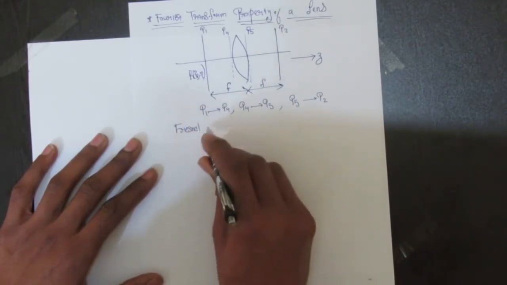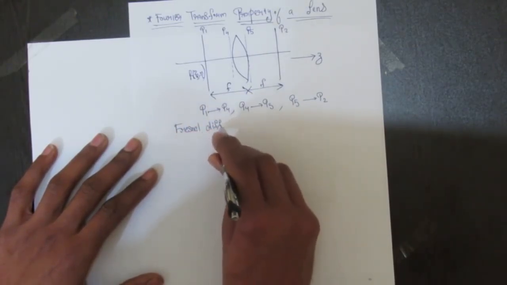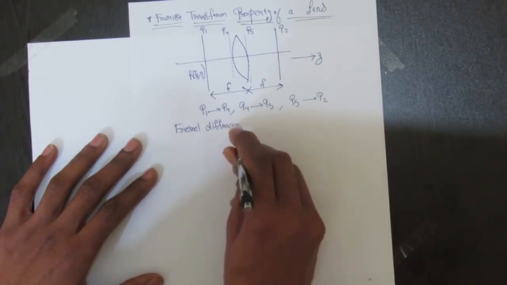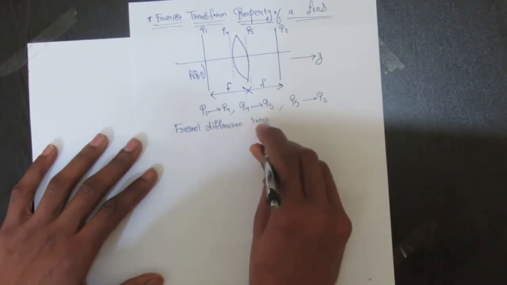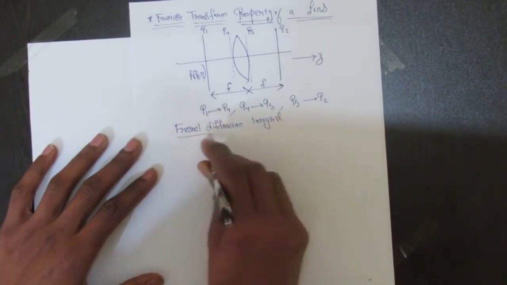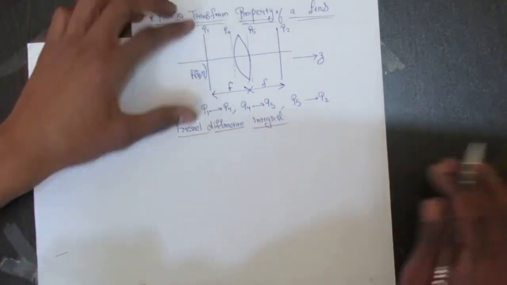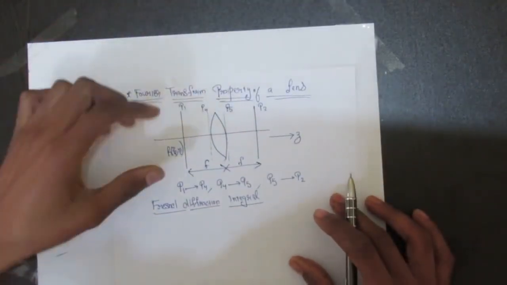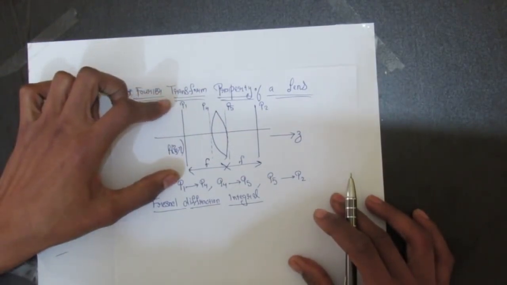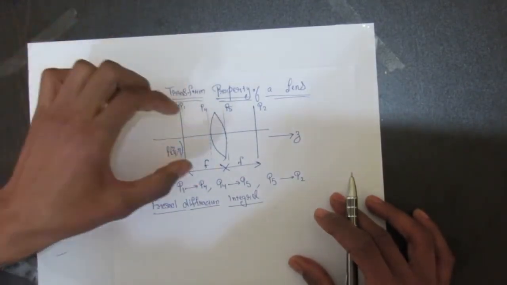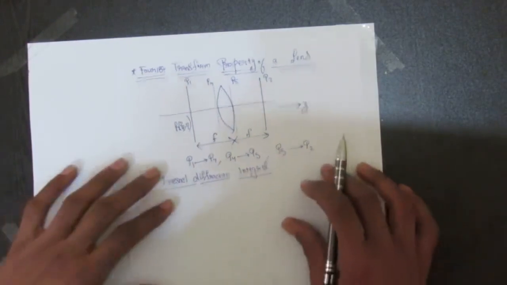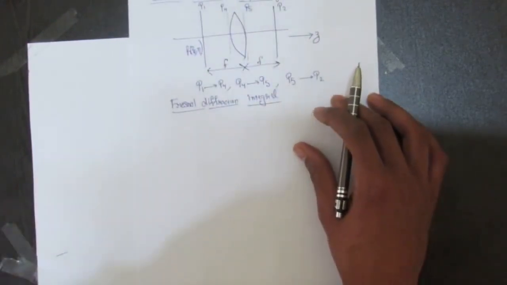Okay, Fresnel diffraction integral. You have to perform a two-dimensional integral, and you can actually propagate the field present at plane P1 to plane P4. So this propagation can be performed. Let me write the Fresnel diffraction integral for you.